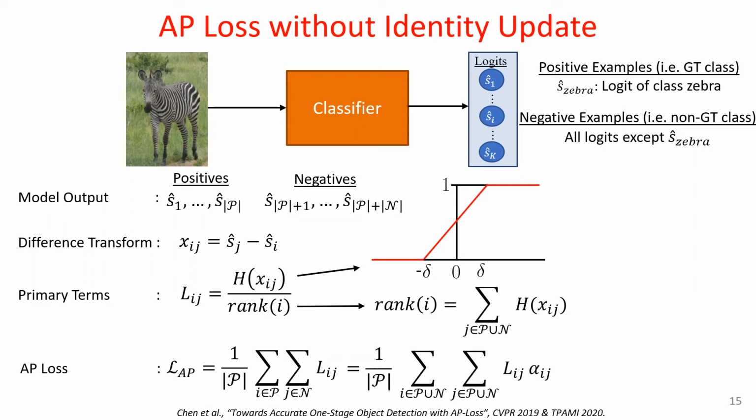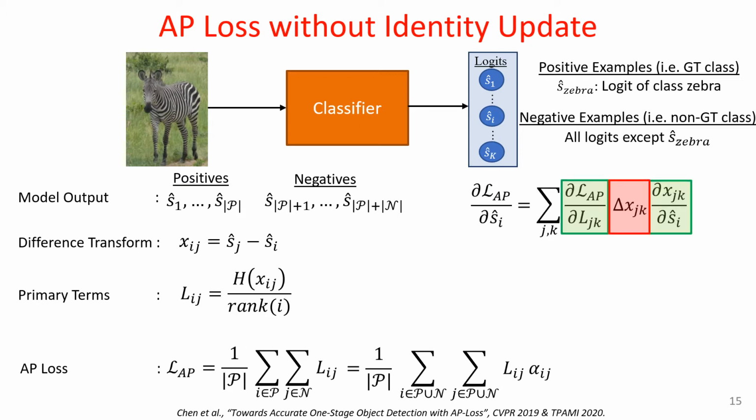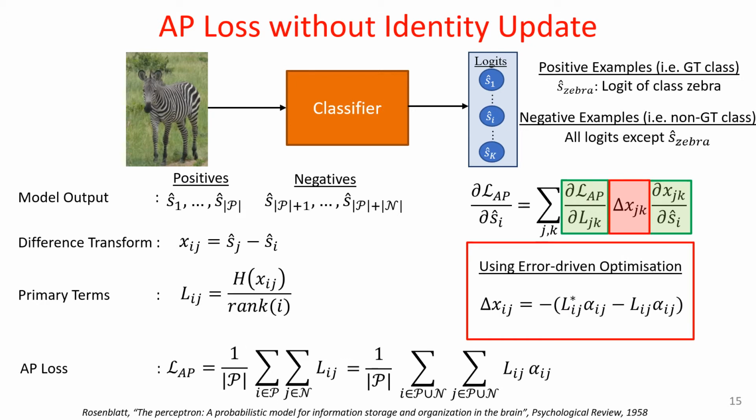As aforementioned, in the backward pass of this computation sequence, the first and the third terms are differentiable while the second one is not. Hence, the authors replace that non-differentiable part by error-driven update, that is the difference between target and current values. And in the target ranking, AP loss aims to rank all positives above all negatives, implying 0 error, namely 0 primary term.